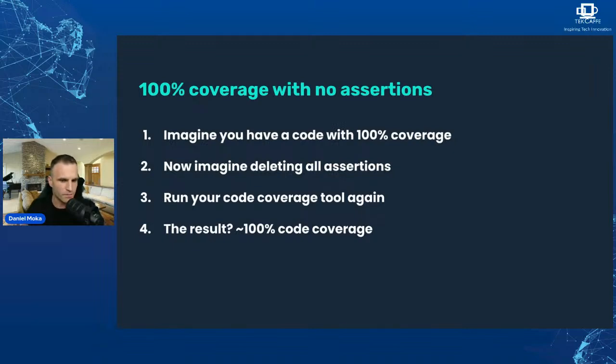Now imagine that you delete all the assertion statements in your tests. You deleted them, and now run your code coverage tool again. If you look at the result, you will see the same code coverage: 100%, or 95%, or the one you had before. So this shows that you can really have 100% code coverage without any test assertions. So it's not a quality metric. If you have code with 100% code coverage, I don't trust it. And you shouldn't trust it either.